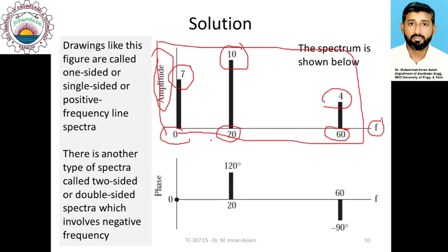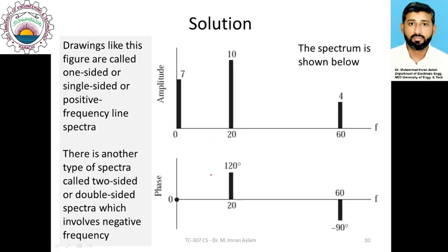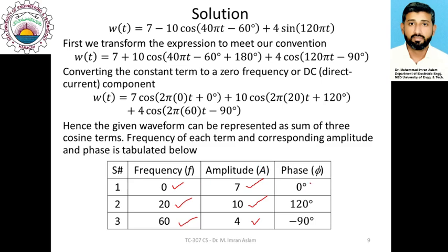Similarly, if we try to plot the phase spectrum, again the frequencies would remain the same. We have 0 frequency, we have 20 Hertz frequency and 60 Hertz frequency, and the corresponding phases are tabulated here. You can see that at 0 frequency the phase angle is also 0, at a frequency of 20 Hertz the phase angle is 120 degrees, and at 60 Hertz frequency the phase angle is minus 90 degrees.